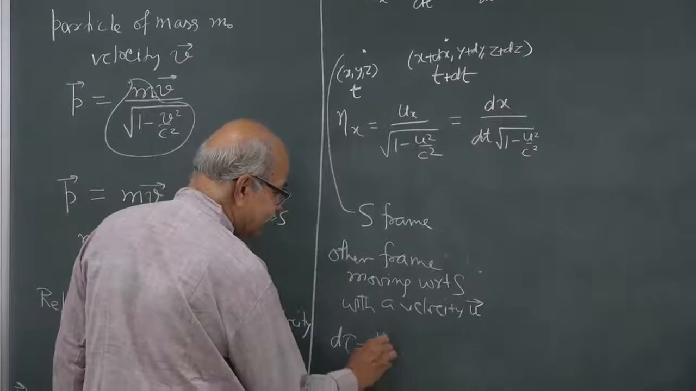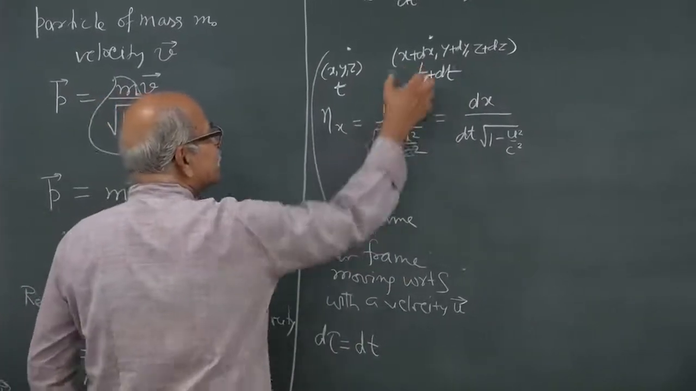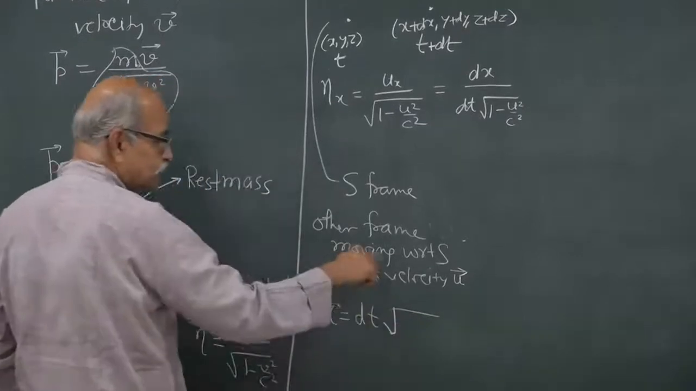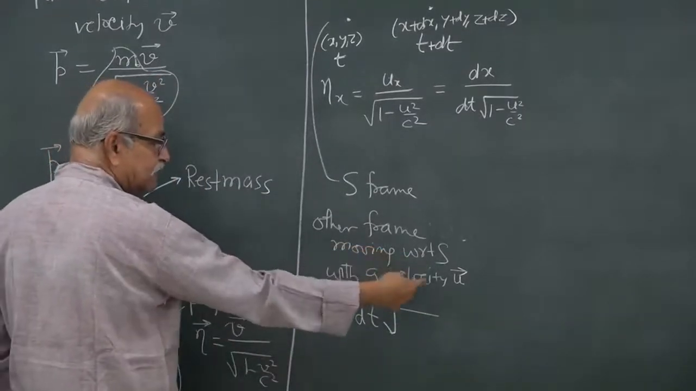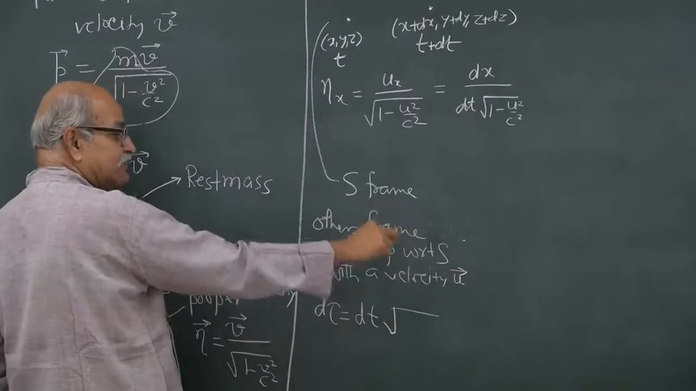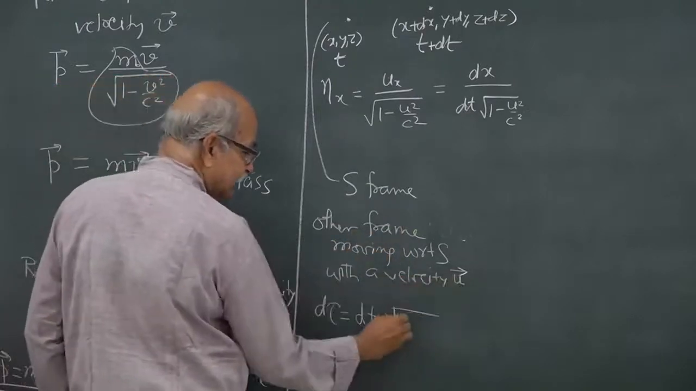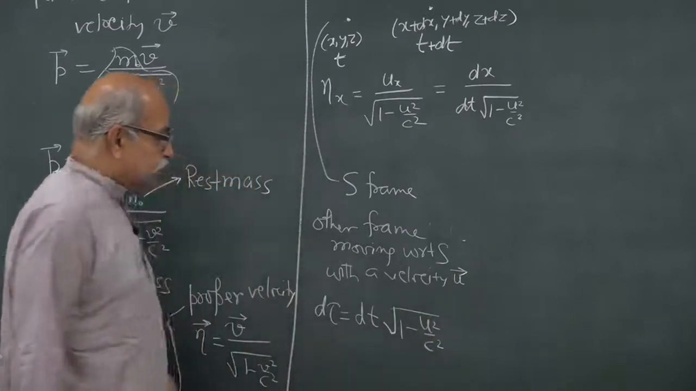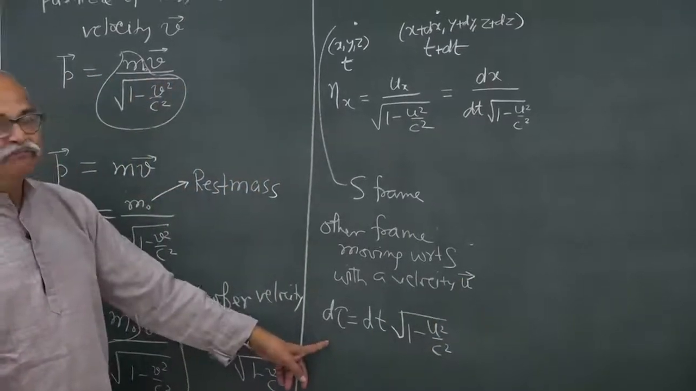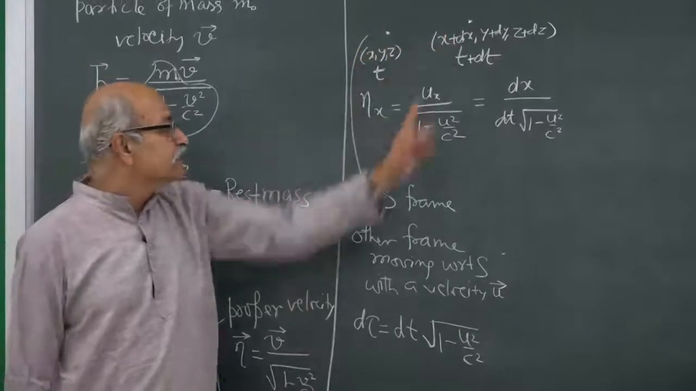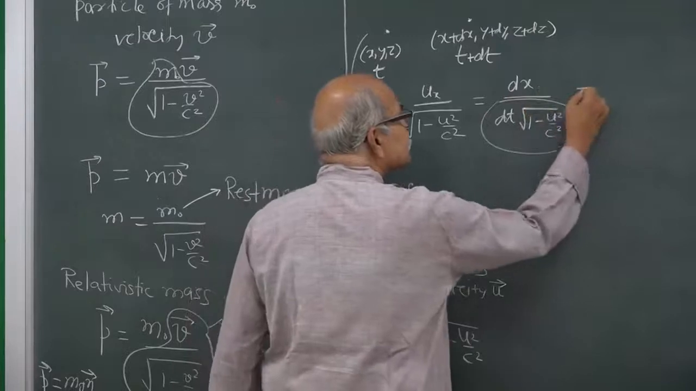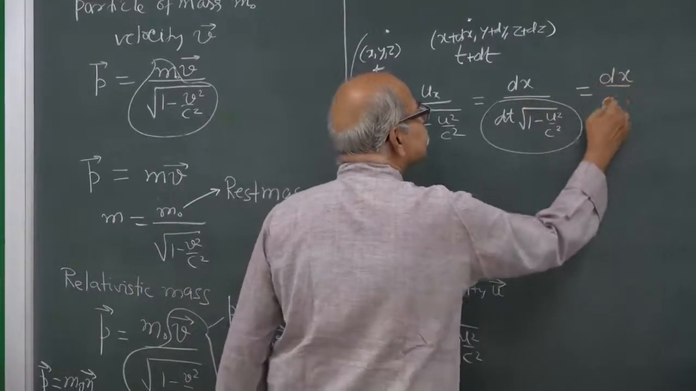Remember, in this frame it is dt, times the factor for the velocity of the frame in which the events are occurring at the same position, so square root of 1 minus u square by c square. So, this is the proper time interval between these two events, and this quantity is dx by d tau.